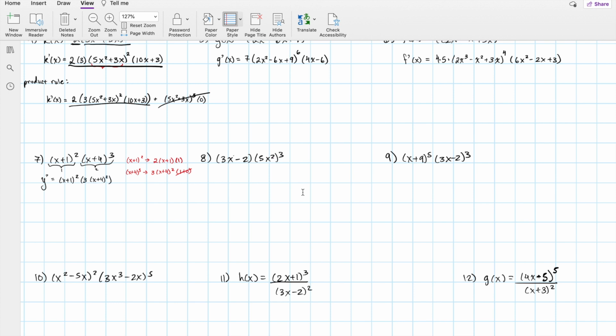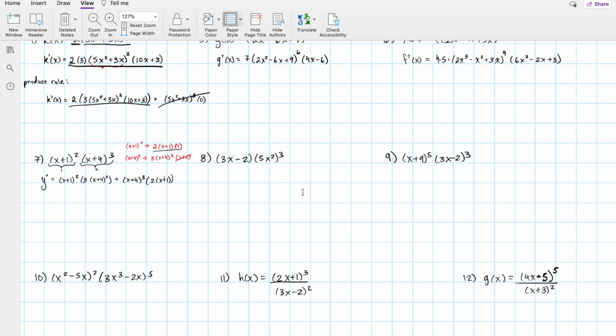We're going to add now the second term, (x + 4) cubed, multiplied by the derivative of the first, which we wrote down here. So 2 times (x + 1). And then the next step would be to just simplify everything further. Now, some of your teachers might not actually require you to simplify it. Some of them, especially when you're just learning, they'll ask you to just show that you know the rule.